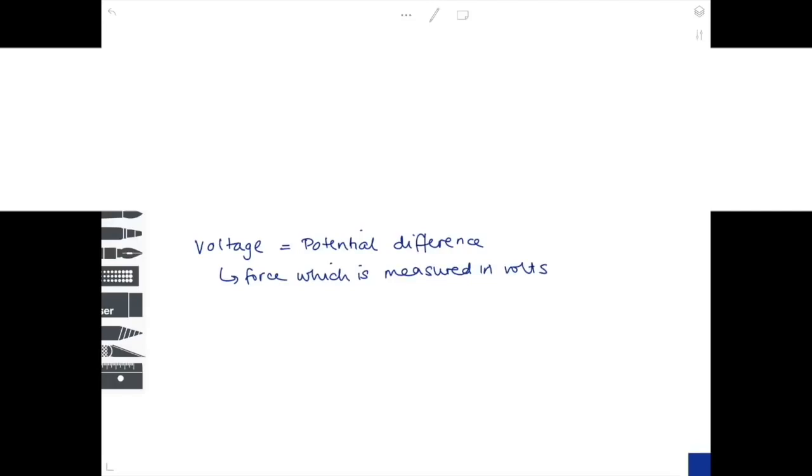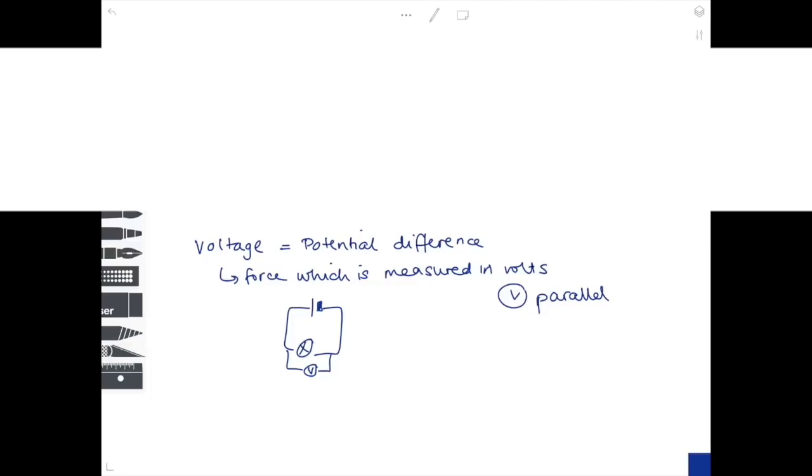You might have already realised, but voltage and potential difference are pretty much the same thing, and we kind of use these terms interchangeably. But what does it actually mean? Well, it is a force which is measured in volts. It is measured by obviously a voltmeter, and notice when you add a voltmeter into a circuit such as one just containing a bulb like this, it must be added in parallel, which means it comes off as a separate branch.